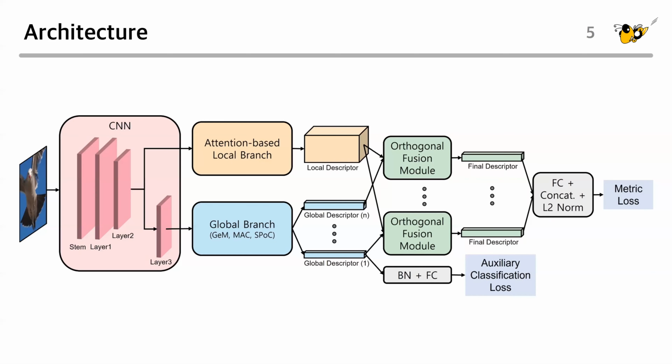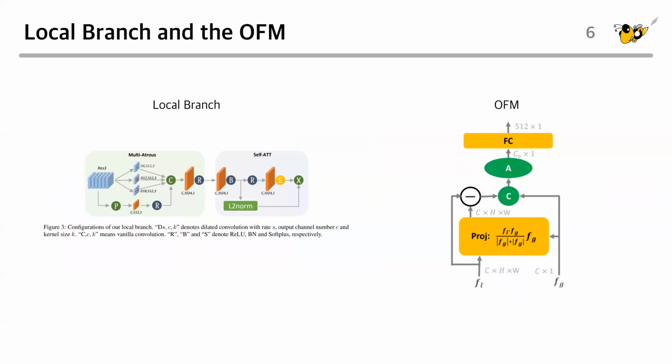One of the global descriptors is processed in the auxiliary model to compute the classification loss. The classification loss helps the backbone model to produce a better representation. The local branch and the orthogonal fusion model were first implemented by Yang in the model. The local branch consists of a multi-head attention layer and a self-attention layer. The OFM combines the local and global descriptors as a projection and then is processed through the fully connected layer.